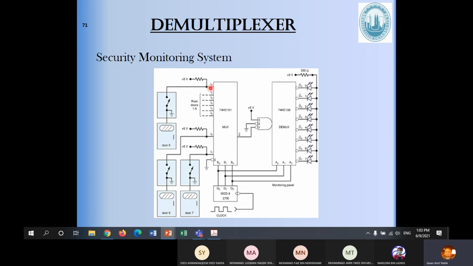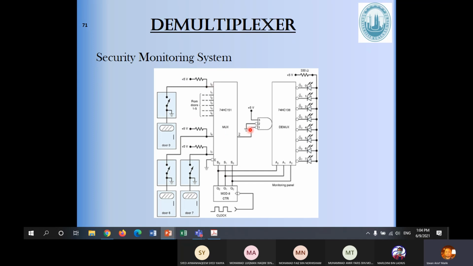Door 0 masuk ke input 0, door 1 masuk input 1, door 2 masuk input 2, door 7 masuk input 7. And then this is our selector bawah ni kepada both marks dengan demarks. Okay, katakan sekarang ni door yang connectkan kepada input 1 ni terbuka. So selector akan select, means that dia sekarang ada input, dia akan hantar kepada output.